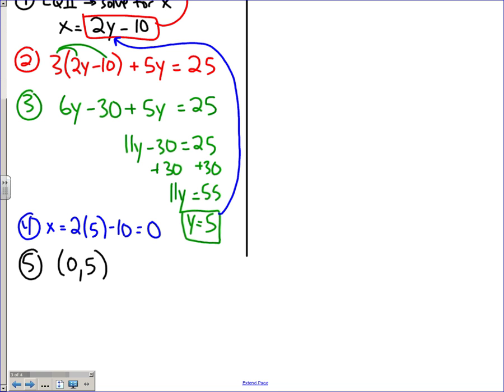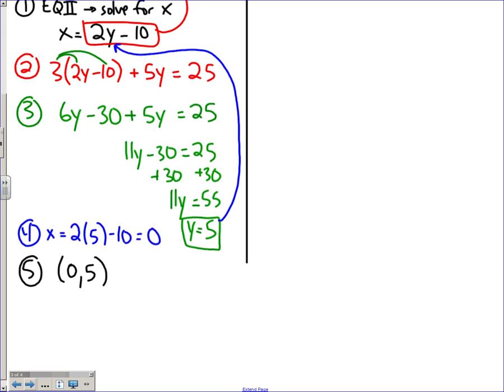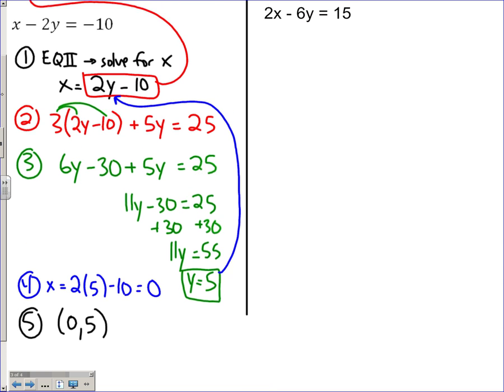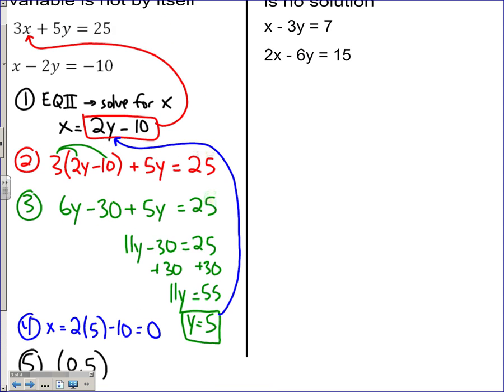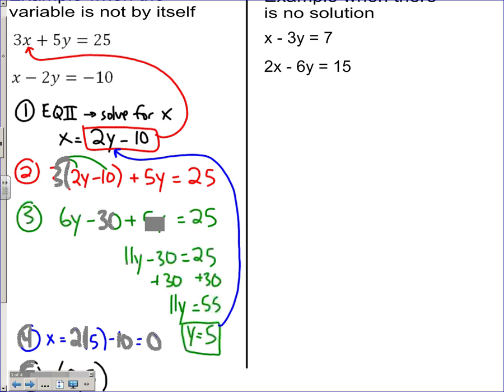Again, one solution is one point. It's a point of intersection. So if I instead wanted to solve these graphically, I could graph the two lines, and the point where they intersect should be 0, 5, which happens to be a y-intercept.